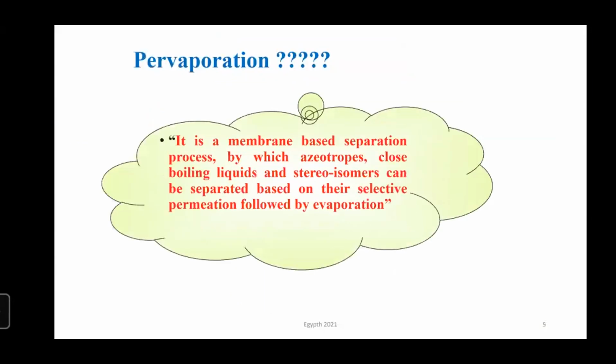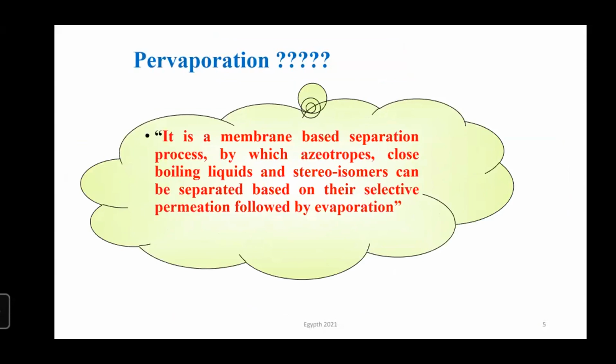What do you mean by pervaporation? Pervaporation is a membrane-based separation process in which we are able to separate azeotropes, close-boiling liquids, and stereoisomers selectively, based on their permeation followed by evaporation. That is, selective permeation occurs, and it mainly depends upon the properties of the membranes. Selective interaction begins, that is sorption, diffusion, and evaporation, and that combined is known as pervaporation: selective permeation followed by evaporation.